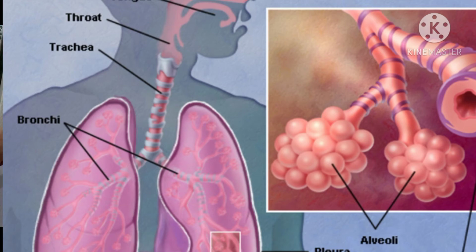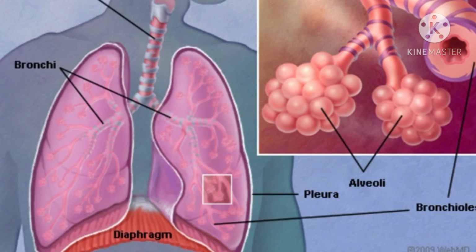The walls of alveoli are very thin and they are surrounded by very thin blood capillaries. It is in the alveoli that oxygen is taken into the body and carbon dioxide gas is eliminated or given out. It is in the alveoli that gaseous exchange takes place.